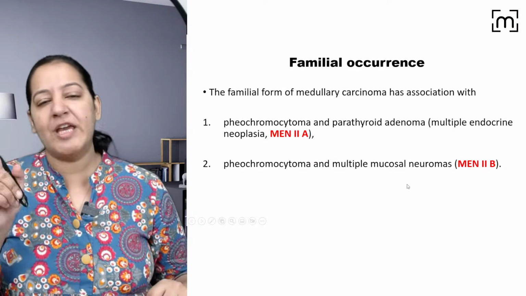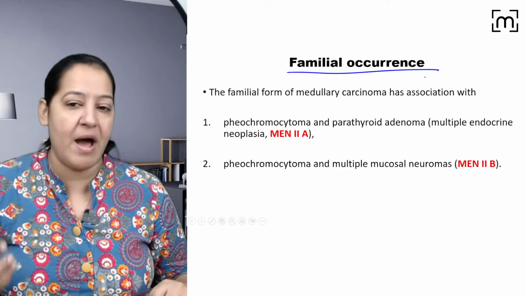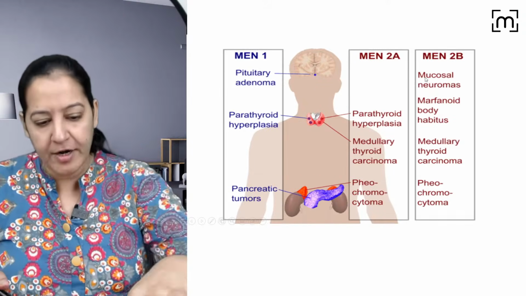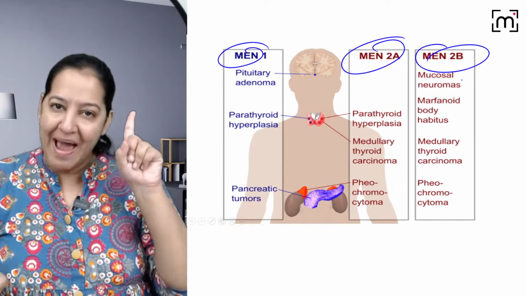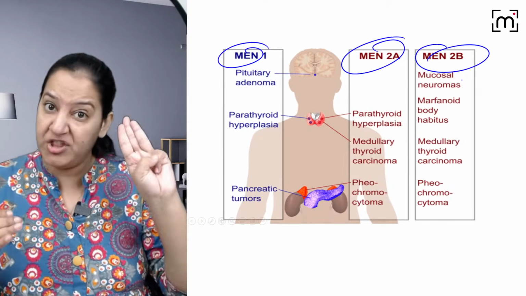Right. One more peculiarity of medullary carcinoma, it is a familial tumor. It runs in the family. Have you heard about MEN syndrome? There are 3 types of MEN syndrome: MEN 1, MEN 2A, MEN 2B. So the patient has 3 tumors in each of them.